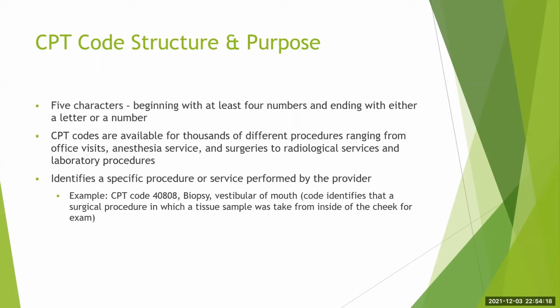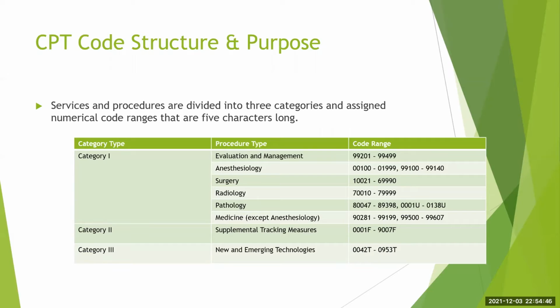There are CPT codes for thousands of different healthcare procedures, ranging from office visits, anesthesia services, and surgeries to radiological services and lab procedures. The different types of healthcare services or procedures are divided into 3 categories and assigned numerical code ranges that are 5 characters long. CPT codes are organized with similar procedures grouped together numerically. So in other words, similar procedures or those procedures on the same body system all begin with the same numbers.